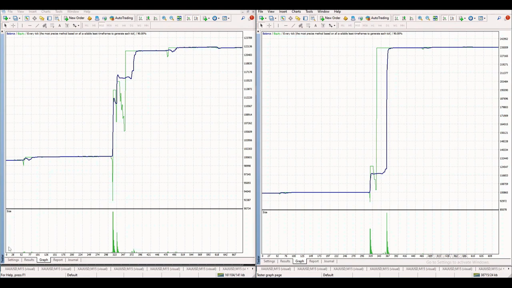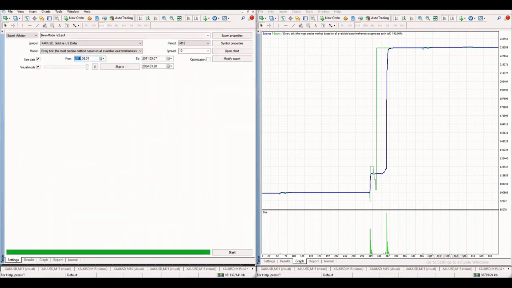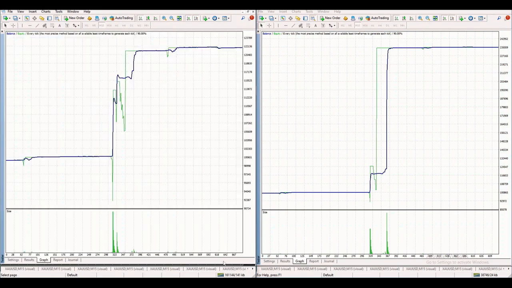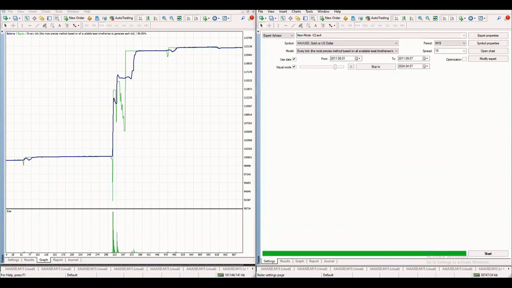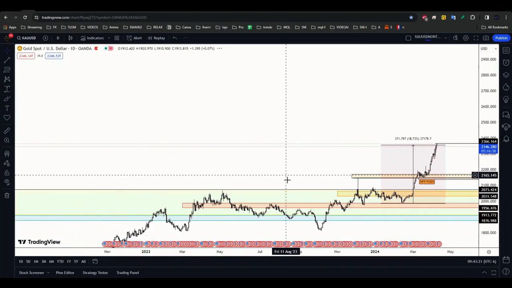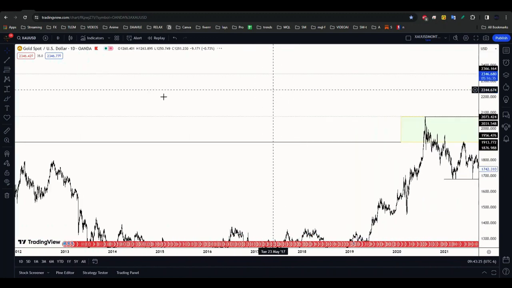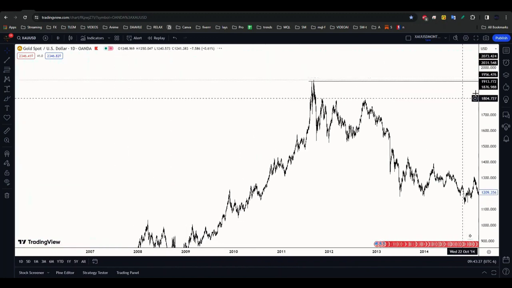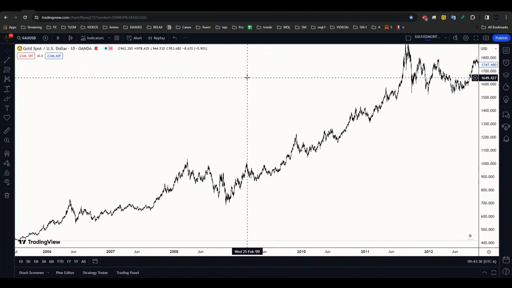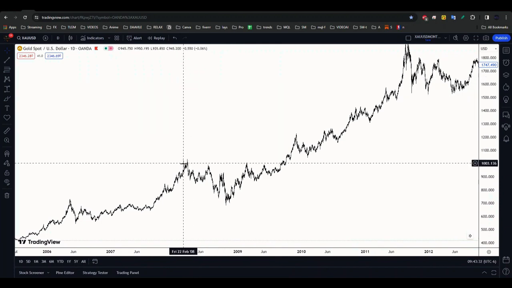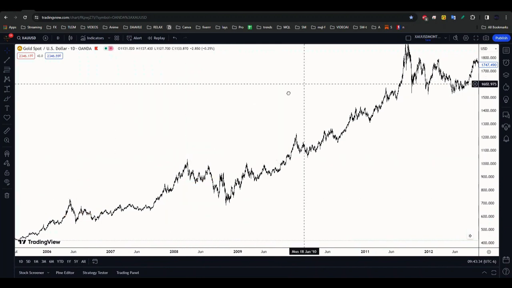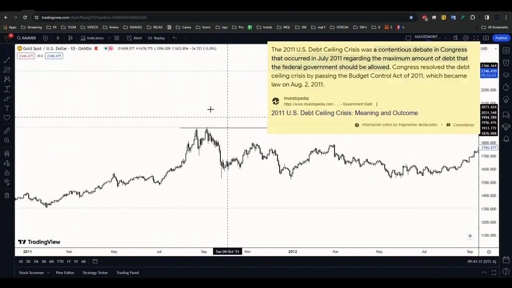So let's check. We have here the 2011 drop, and then the bull run and the drop. Let's go to the chart and show mainly how this looks, because as you can see, we have two different types of charts in the same range. What I'm doing is testing 2004 to 2014 and then 2004 to 2024, so I can know where my EA is getting the max risk. As you can see, it's not in 2008 or 06, it's here in the debt crisis.